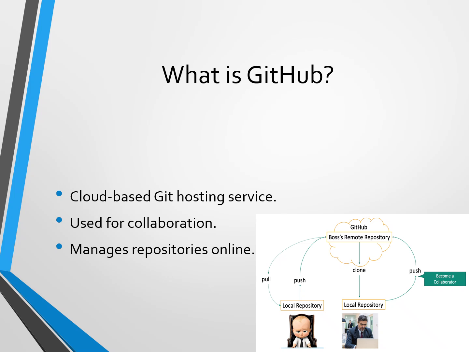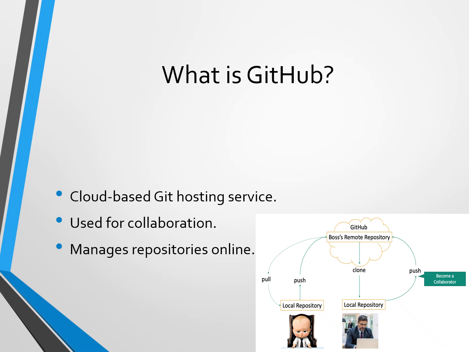Pull request, also known as PRs. A pull request is a request to merge changes from one branch to another. Merge combines code from different branches. Issues are used to report bugs, request features, and track tasks. Fork. Fork creates a personal copy of someone else's repository. And last, clone. Clone copies a GitHub repository to your local computer.